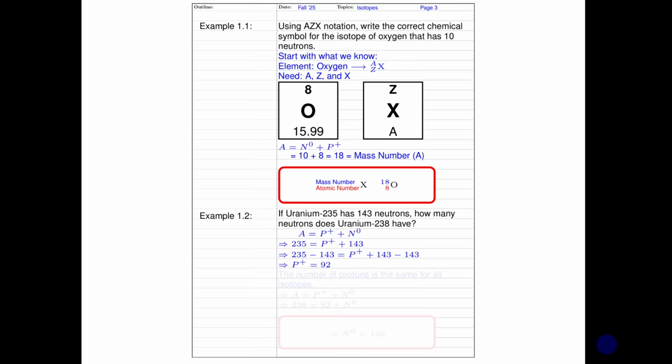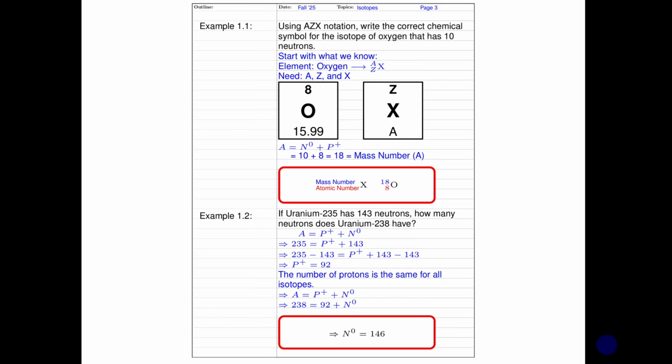Uranium-238 has a mass number of 238, and now we know that uranium has 92 protons. Therefore, we can now solve for the number of neutrons by removing 92 from both sides of the equation. So uranium-238 has a total of 146 neutrons.